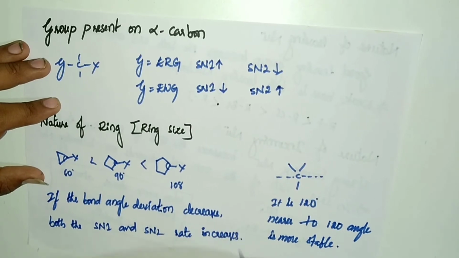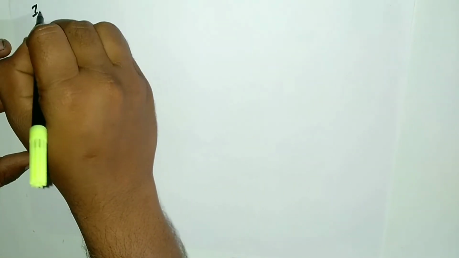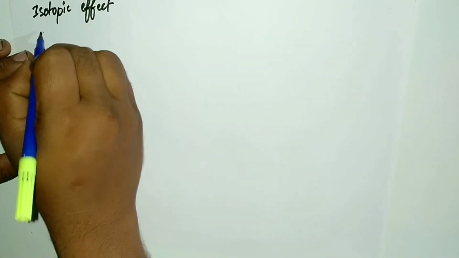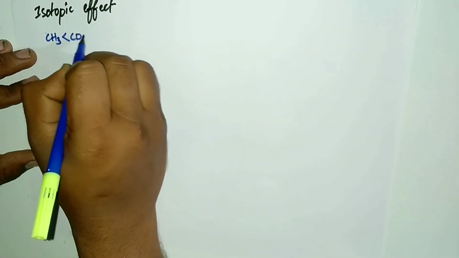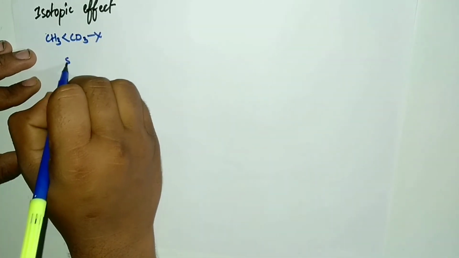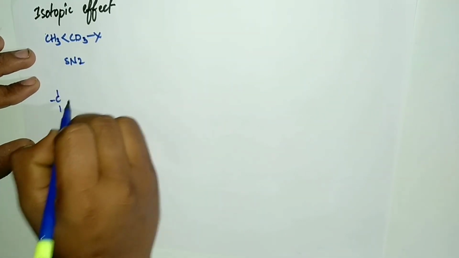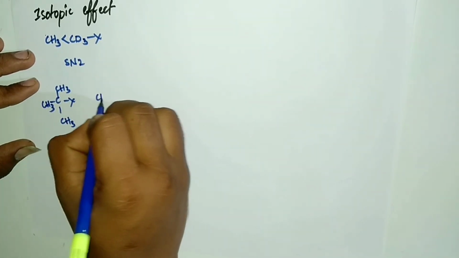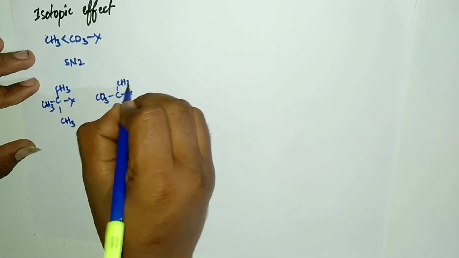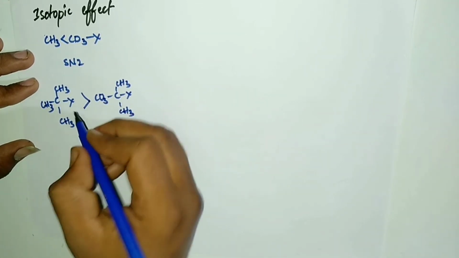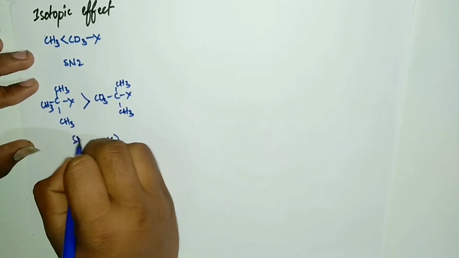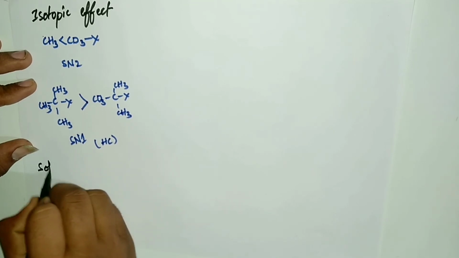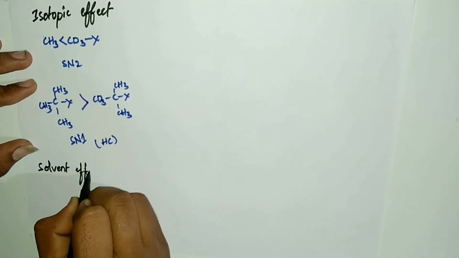And the next one is the isotopic effect. Deuterium is more reactive in SN2 reactions, but hydrogen is more reactive in SN1 reactions, because in SN1 reactions carbocation stability is important. So here we are considering the hyperconjugation concept. That's why in SN1 reactions hydrogen is more reactive, and in SN2 reactions deuterium is more reactive.